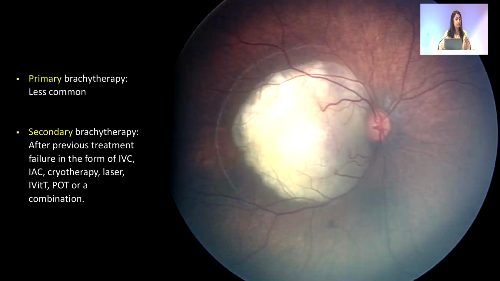Secondary brachytherapy, which is more preferred, would be after previous treatment failure in terms of IVC, IAC, cryotherapy, laser, intravitreal topotecan, periocular topotecan, or even a combination of all, which is basically tailored management.